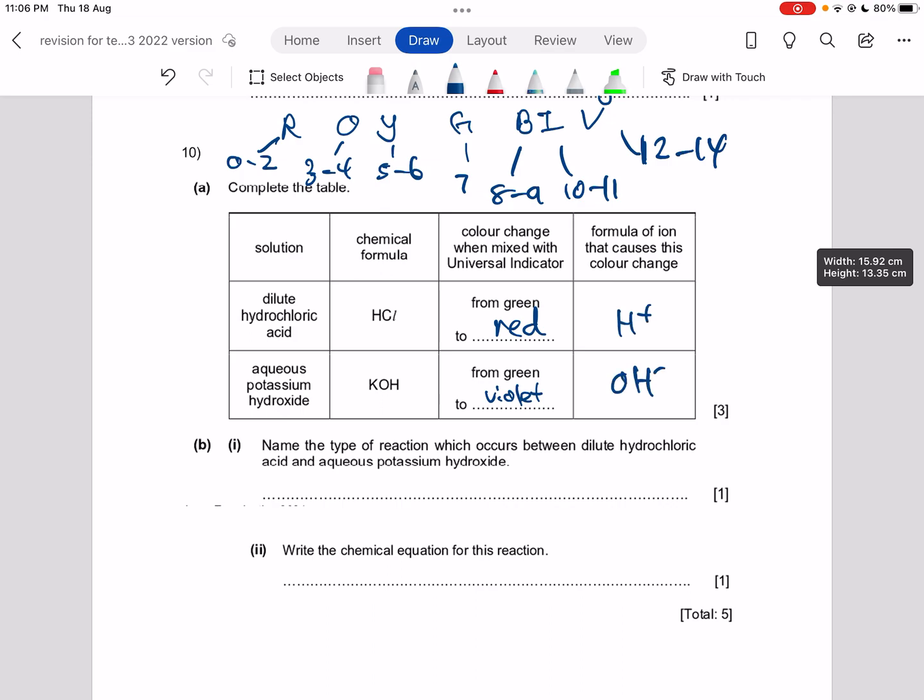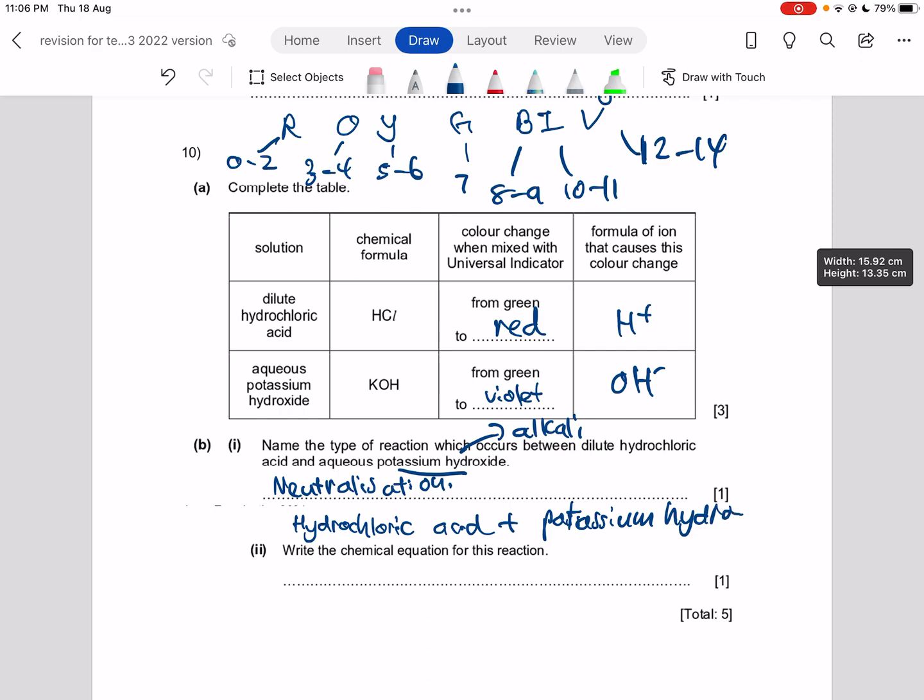So name the type of reaction that occurs between acid and potassium hydroxide. Potassium hydroxide is an alkali. So this kind of reaction we call neutralization. Write an equation. Basically hydrochloric acid plus potassium hydroxide gives you potassium chloride. So HCl plus KOH gives you KCl plus H2O.